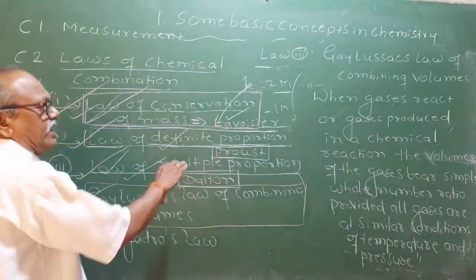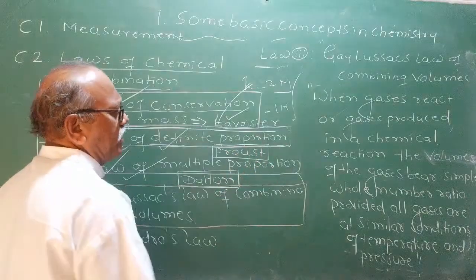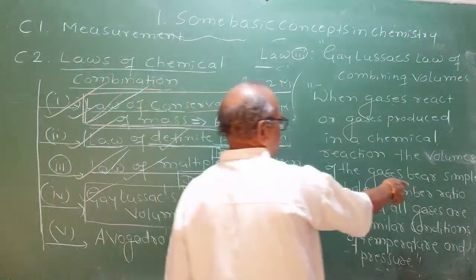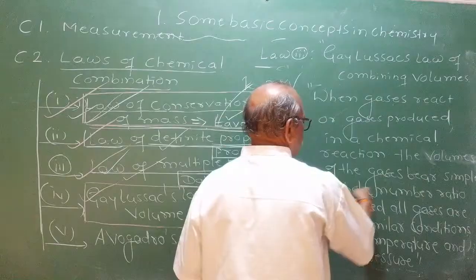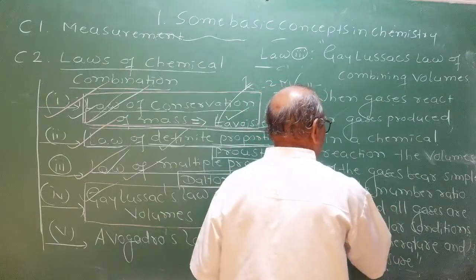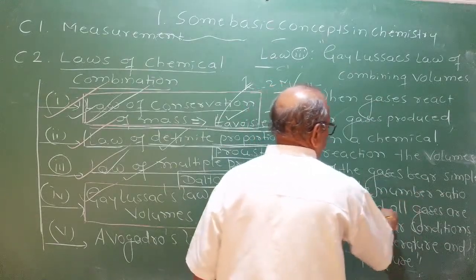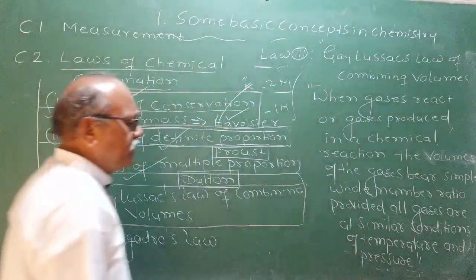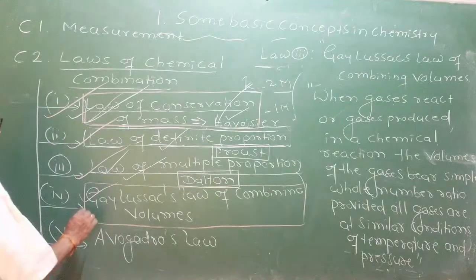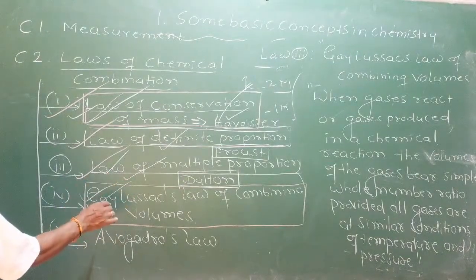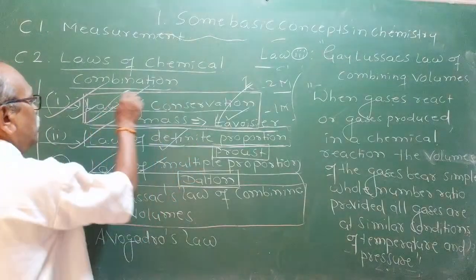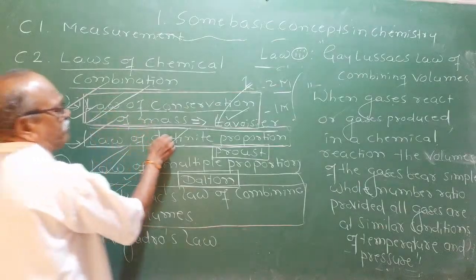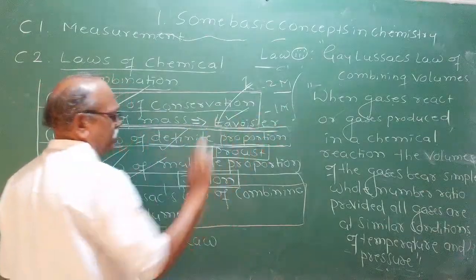When gases react or a gas is produced in a chemical reaction, the volumes of the gases are in a simple whole number ratio, provided all gases are at similar conditions of temperature and pressure. This is called Gay-Lussac's law of combining volumes. It is also called the law of definite proportion of gases.